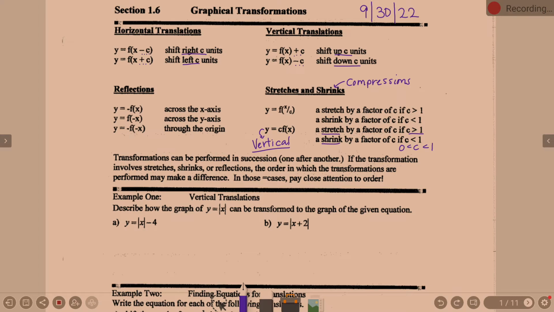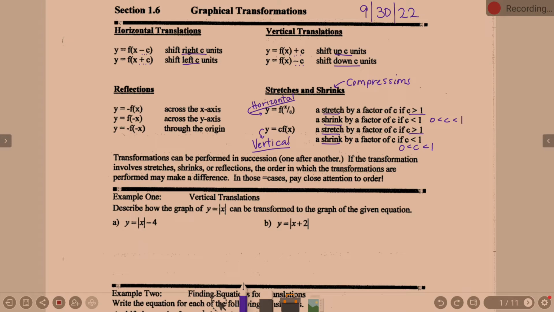Okay? Now, to go along with that, we're also going to talk about horizontal stretches and shrinks. And so this right here is our horizontal stretch and shrink. And you'll notice instead of the value being multiplied out front of the function, it's dividing the x value. Okay, so horizontal are the ones that are a little bit trickier. It's dividing the x value. It still has the same rules, though, that it's a stretch if the value is greater than 1. It's a shrink if the value is less than 1, or in other words, between 0 and 1, if you will.